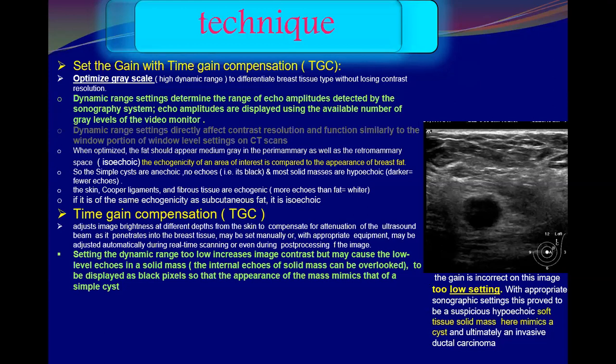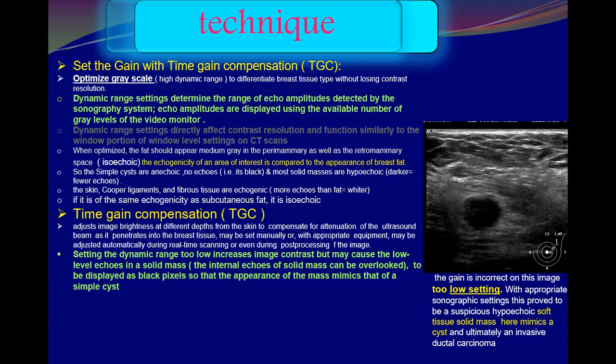What is the significance of that? If it is low, it will result in an inappropriate image and inappropriate characterization of the lesions. If it is high, it's also the same.